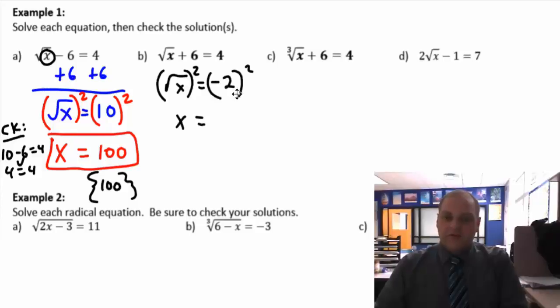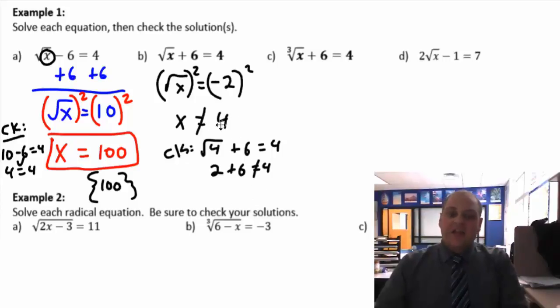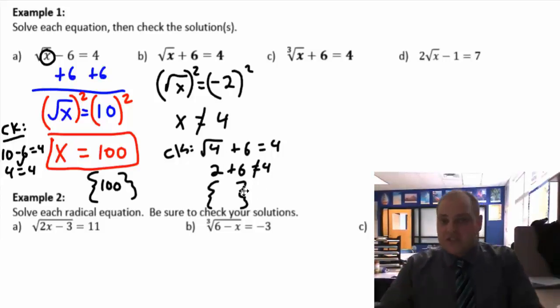X equals 4. And then we have to check. The square root of 4 plus 6 equals 4? 2 plus 6 equals 4? Oh, no, it does not. 2 plus 6 does not equal 4, so therefore x does not equal 4, and there is no other possible answer. So that means there is no solution to this problem.